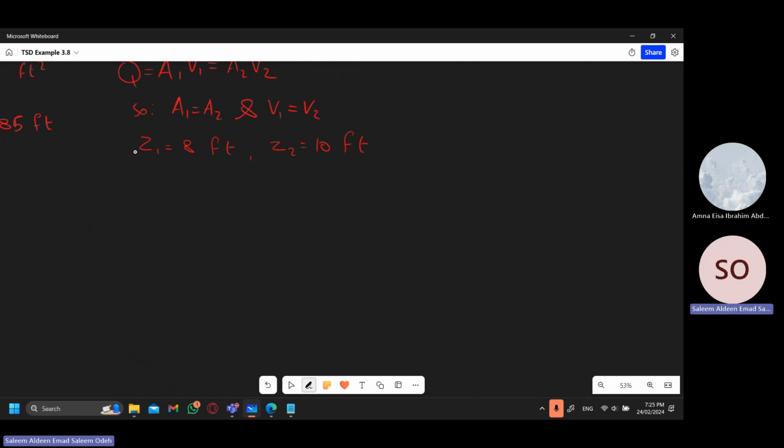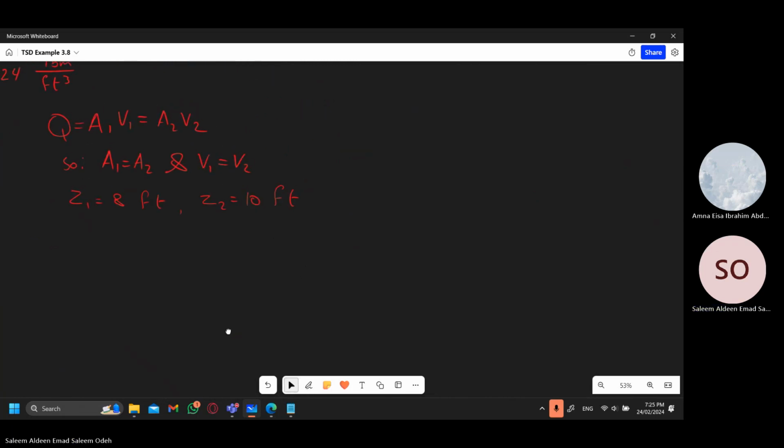But let us go back to this equation for a moment. Since we know that Q equals AV, since A1 is equal to A2 and V1 is equal to V2, we could rewrite the equation for the velocity, Q over A.